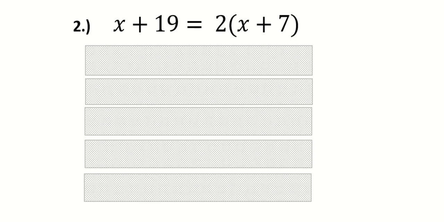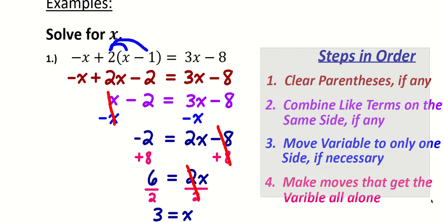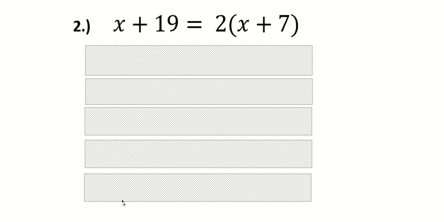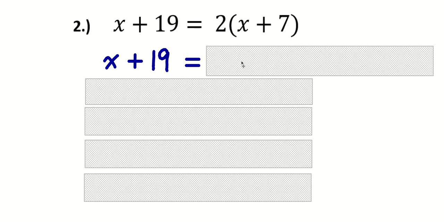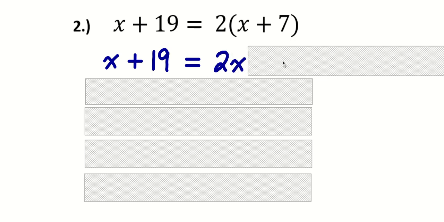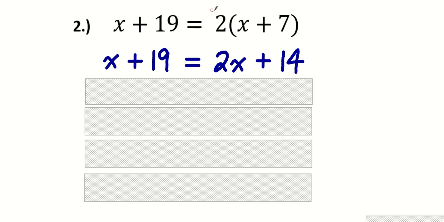Alright, a few more examples it looks like, but again, just practicing this overall procedure of steps. So what would you do here first? You would clear the parentheses. If there's parentheses to clear, you do that first. Nothing done on the left side, but 2 times x, and then 2 times 7. So that 2 got distributed.